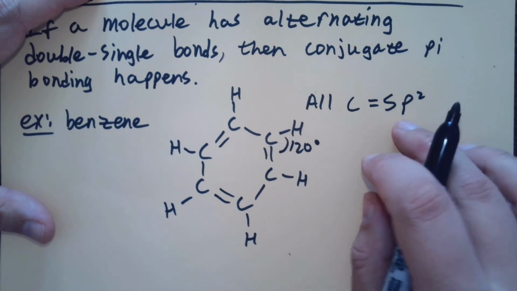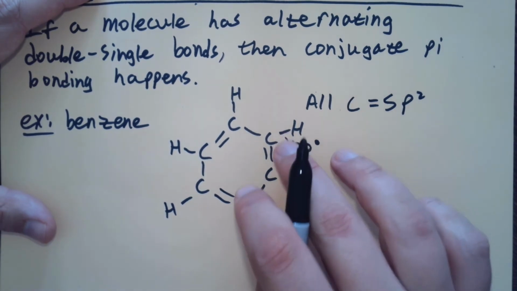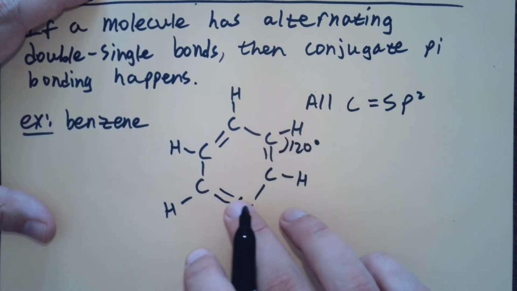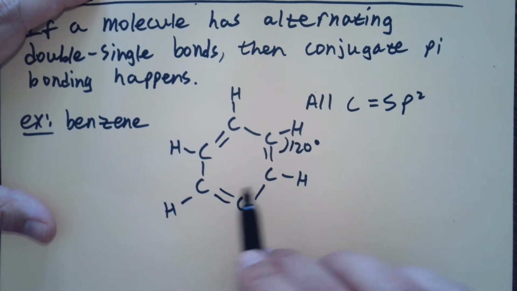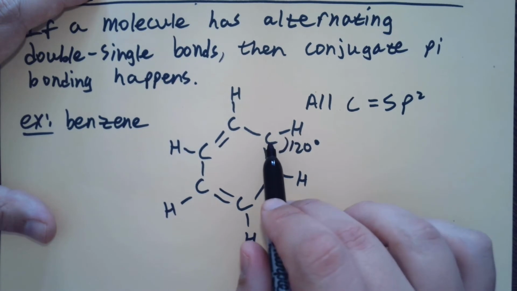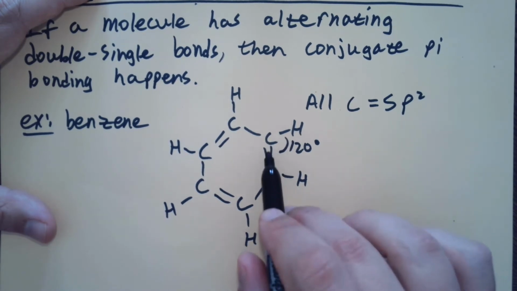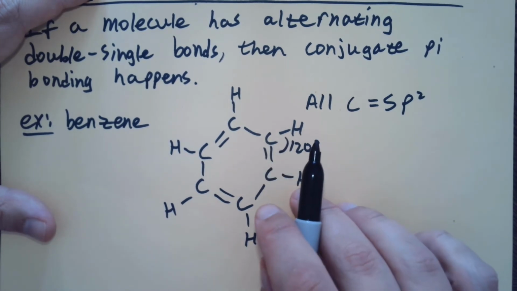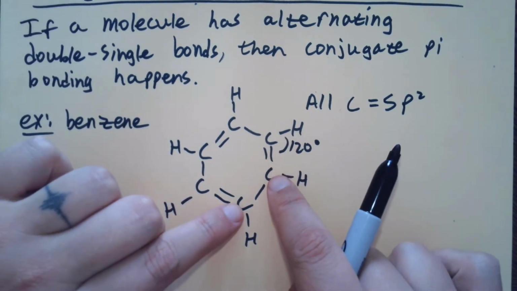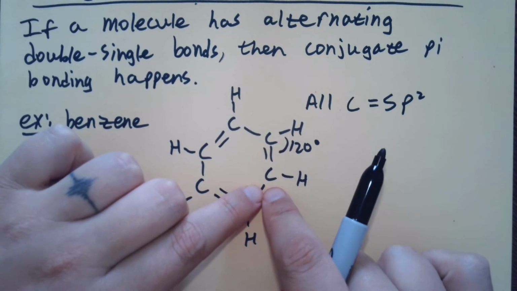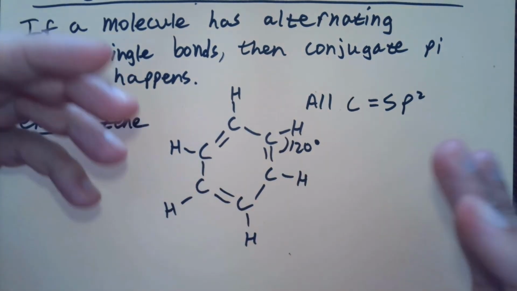But more importantly, it has unhybridized p orbitals, right? And so this has unhybridized p orbitals, this has unhybridized p orbitals, and they overlap. This has unhybridized p orbitals, this has unhybridized p orbitals, they overlap to get us our pi bond, right? Well, if they're overlapping this way, couldn't they overlap this way? Yeah, the answer is yes.